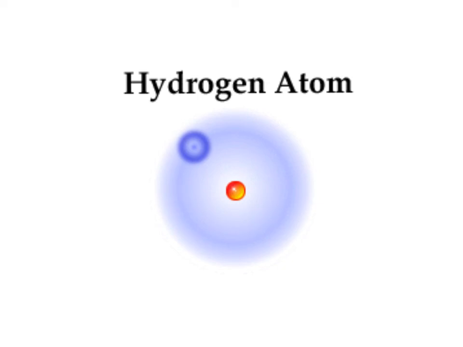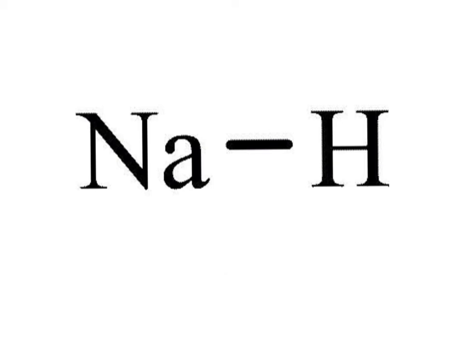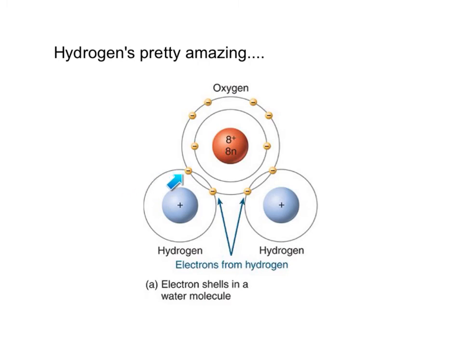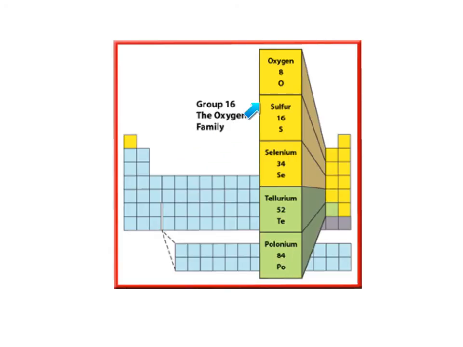And don't forget that hydrogen can also gain an electron when bonded to a metal, as in sodium hydride. So look at all the things that hydrogen can do. It can lose an electron and form hydrogen ions. It can gain electrons and form hydride ions. And it can share its electron and bond covalently, like with water. Let's take a look at the oxygen family now.